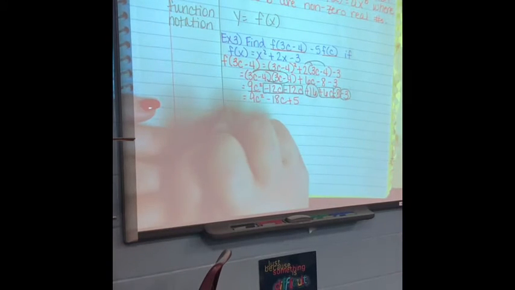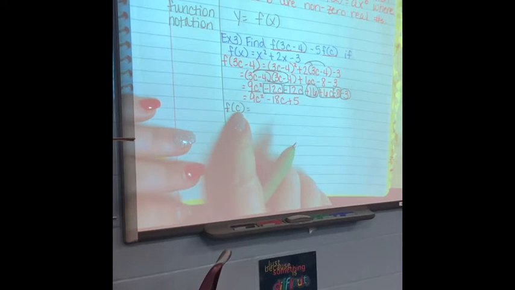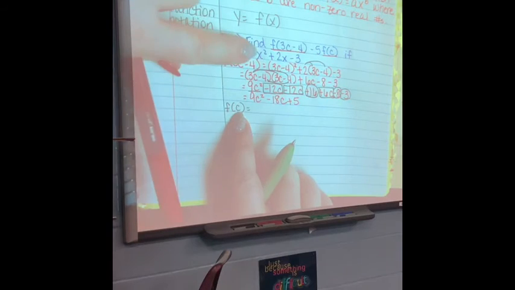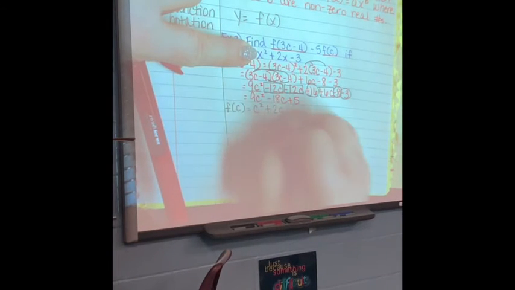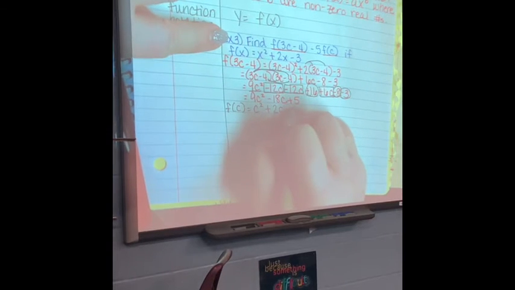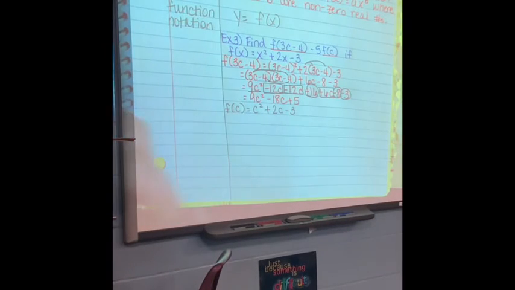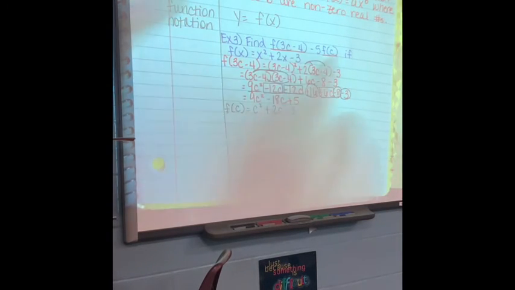Okay. Now I'm going to do the same for f of c. I want to know what f of c is. And that means everywhere in the equation, I'm just going to plug in c instead of x. So right here, I've got c squared plus 2c minus 3. All right, so now I can plug these two things in.